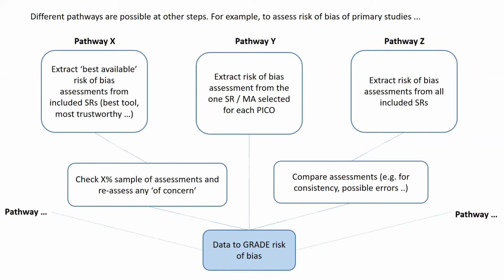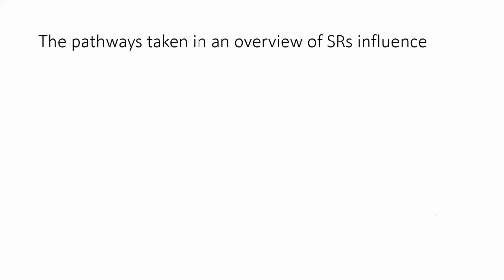You might extract risk of bias assessments from all systematic reviews, compare the assessments for consistency and possible errors, all of which will lead you to a set of data to apply GRADE methods to when you're assessing the risk of bias of primary studies. And there are other pathways.